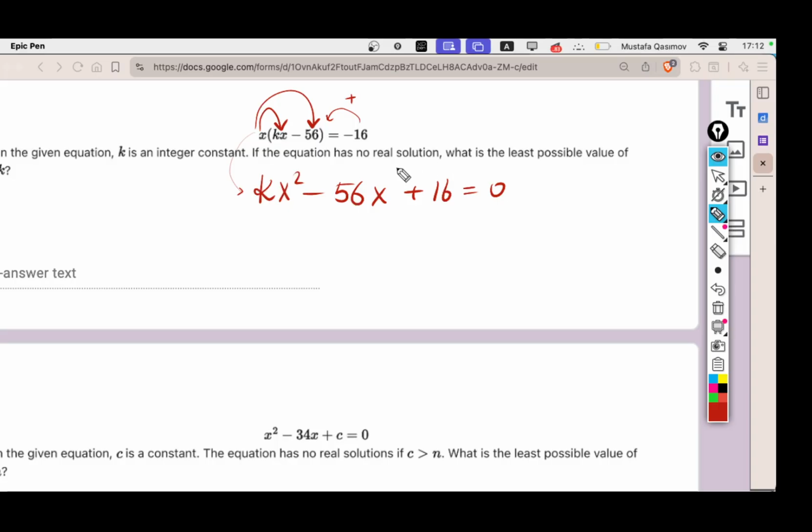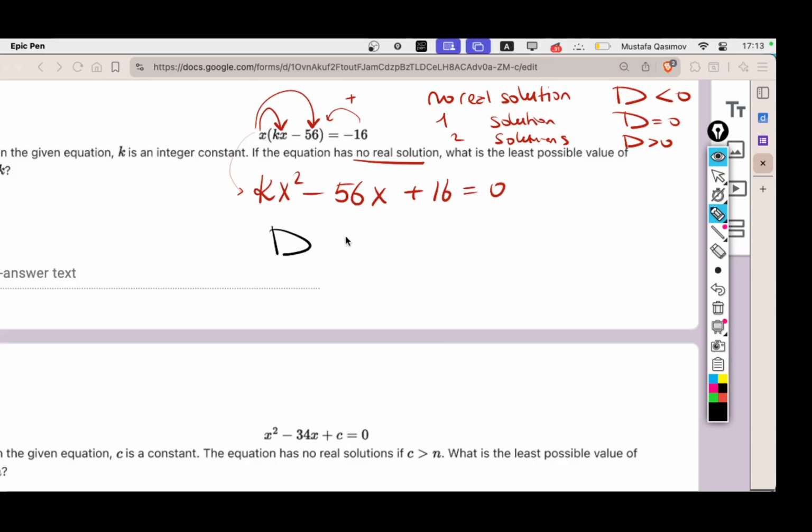Okay, when we are talking about the number of solutions, if it's no real solution, what about the discriminant? It will be negative. Yes, negative. For one solution, two equal solutions, it is equal to 0, not positive. For two solutions, D is greater than 0, right? After that, what do we have to do? Discriminant is less than 0. It's no real solution.